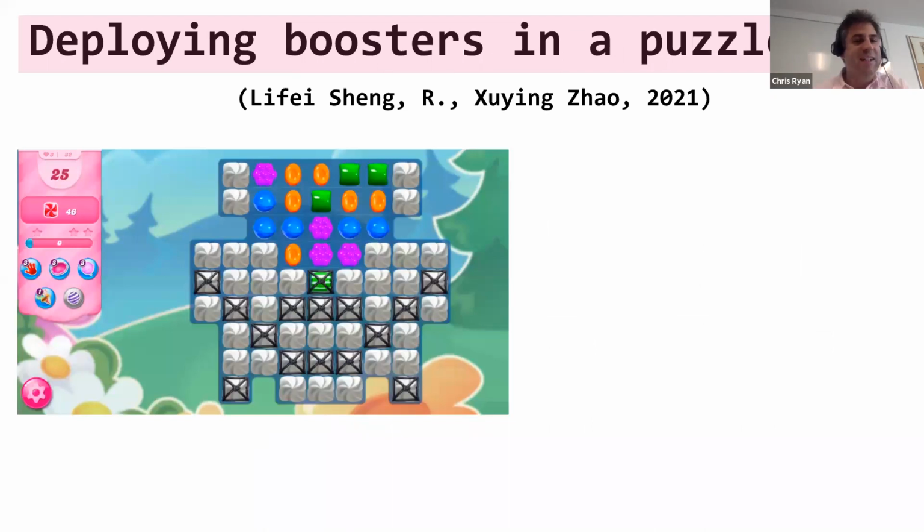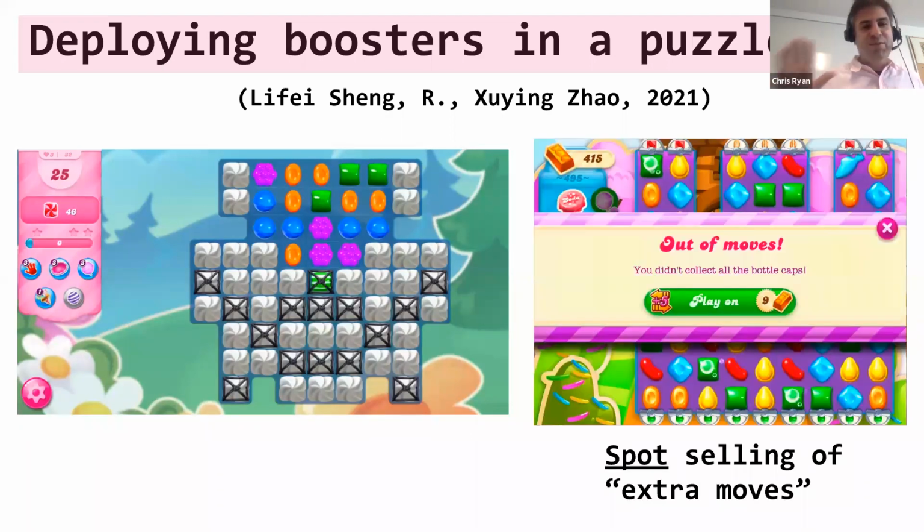I ran out of time, so this is the last one I want to talk about. I know maybe people are going to jump off, but this is a recent paper with Fei and Shuying, where we look at pricing a virtual good, which is extra moves in a puzzle game. I'm sure many of you have played Candy Crush, where you have a limited number of moves to pass a level. And when you run out of moves, they ask you if you would like to pay money for extra moves to finish the puzzle.